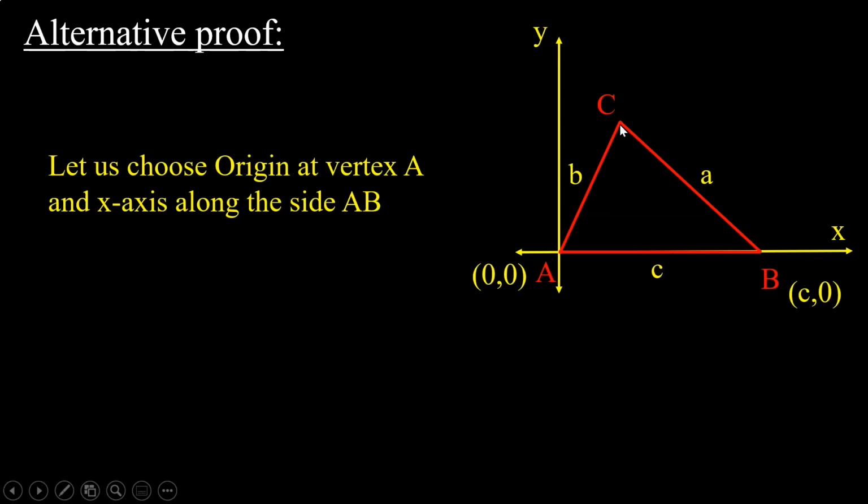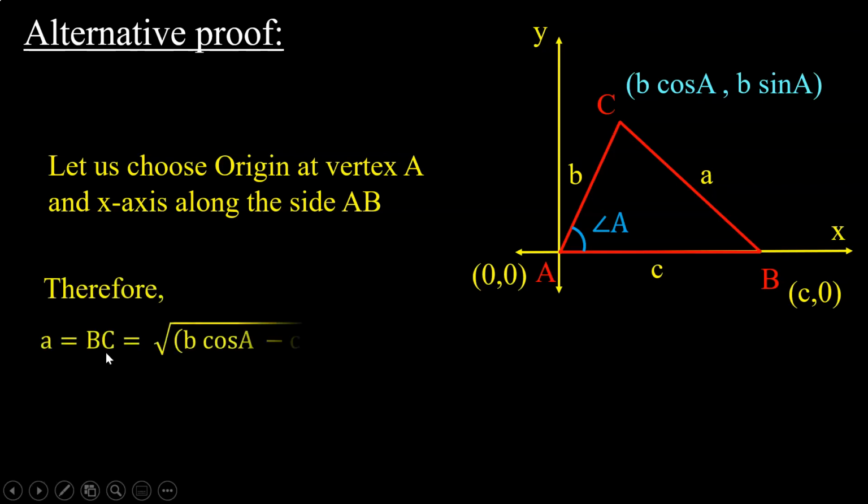Now you see the side AC makes angle A with the x-axis, that is side AB, and the length of side AC is b units. So therefore we can easily write the coordinates of vertex C as (b cos A, b sin A). Now using the distance formula, we can find the distance BC, the distance between the vertices B and C, and that is equal to a. So a is equal to BC, that is equal to the square root of (b cos A minus c) whole square plus (b sin A minus 0) whole square.